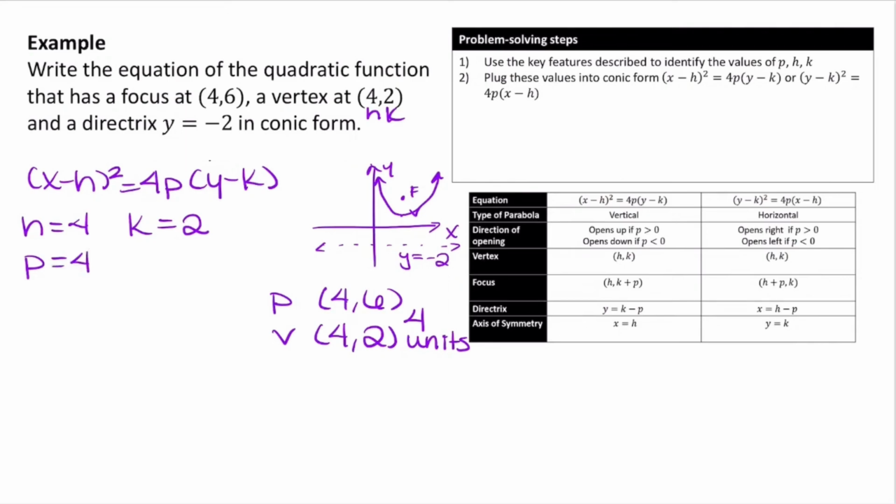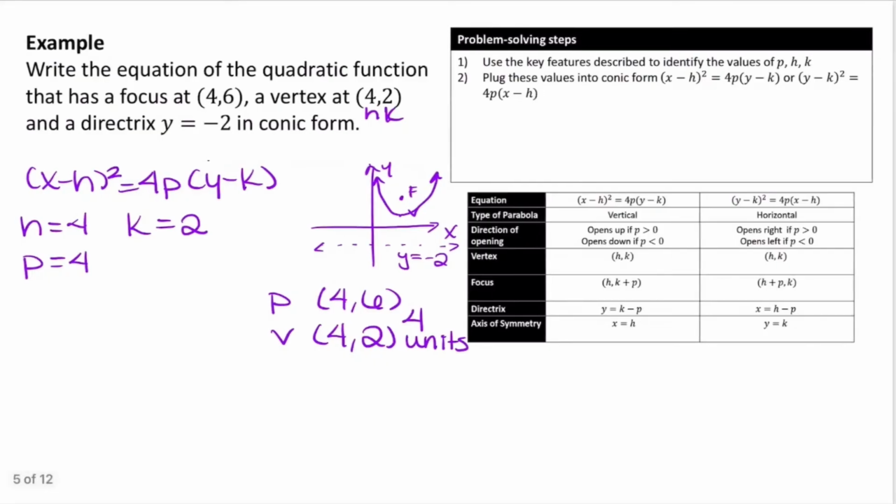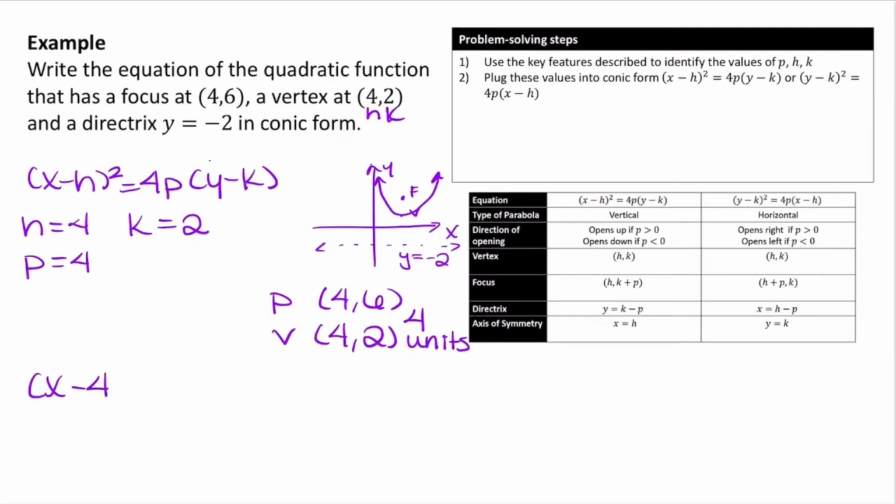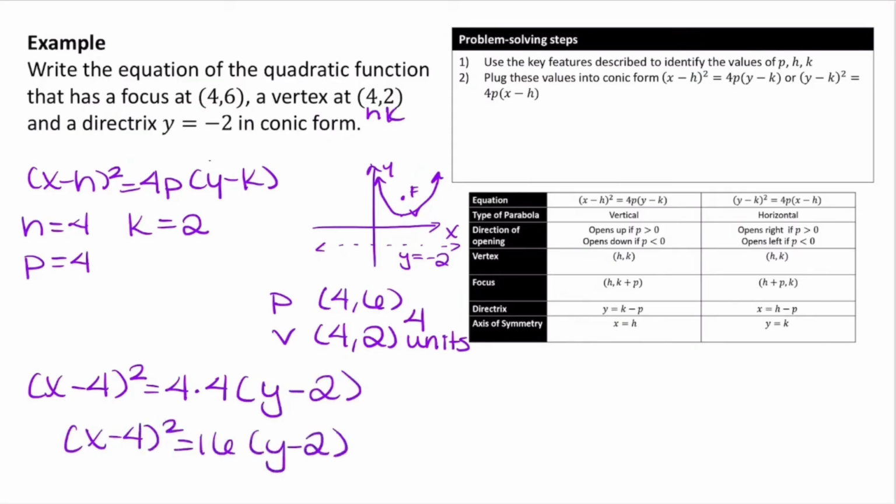You can also use the directrix to figure this out, because remember, p is also equal to the distance from the vertex to the directrix. The distance from 2, which is the y-coordinate, to y equals -2 is actually going to be 4, because 2 minus -2 is also 4. So we can plug these all into our conic form so that we can write our equation. We have (x minus 4) squared equals 4 times p, which is also 4, times (y minus k), which is 2. So that just gives us (x minus 4) squared equals 16 times (y minus 2). Okay, so that's the equation of this parabola in conic form.